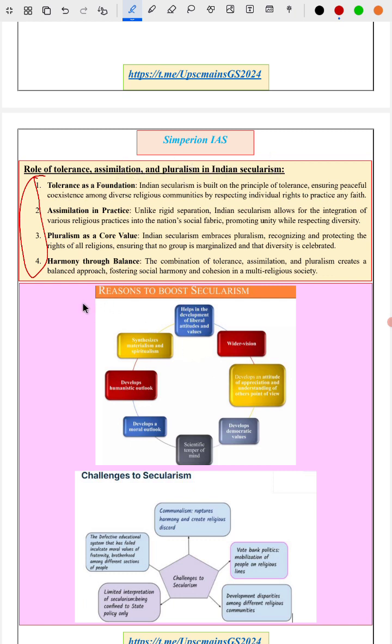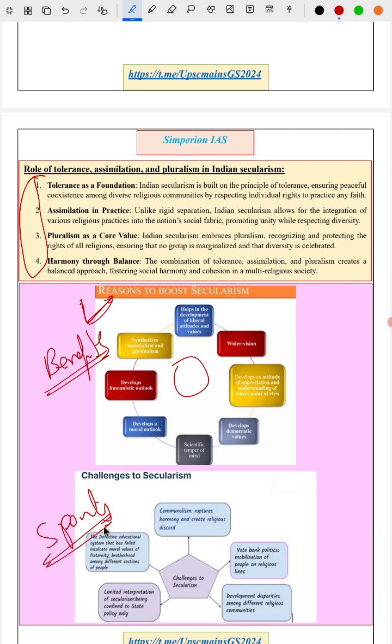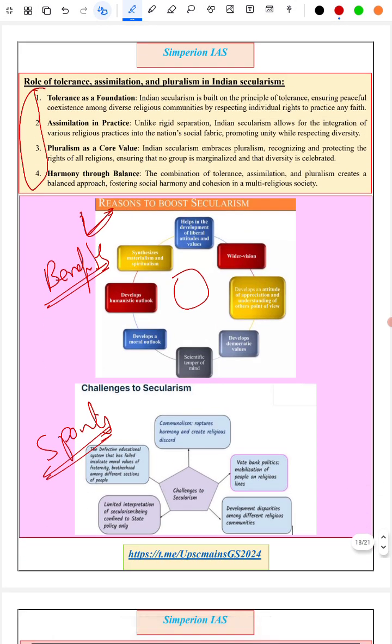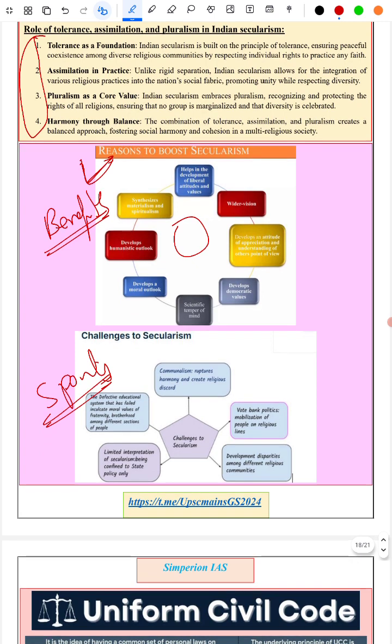Next, why is it necessary to boost secularism? That is, what are the benefits of society being secular? We have given that as well, pictorially. What are the challenges to secularism? We have given 5 points. Again, a pictorial representation, very easily consumable for the aspirants. You can easily read it, revise it, recall it, and reproduce it in the exam. Very easy, very crisp points, to the point. We have removed all the unnecessary stuff from the material.